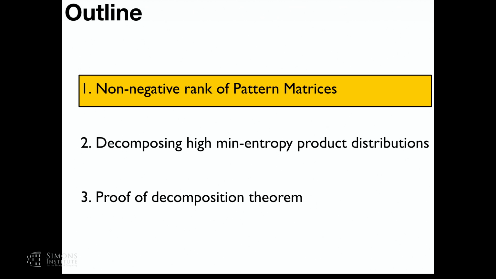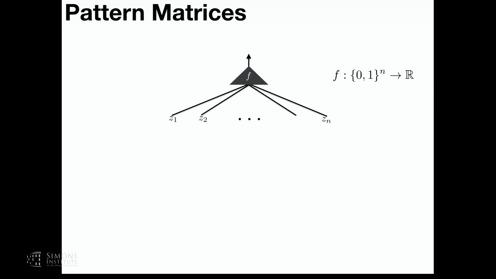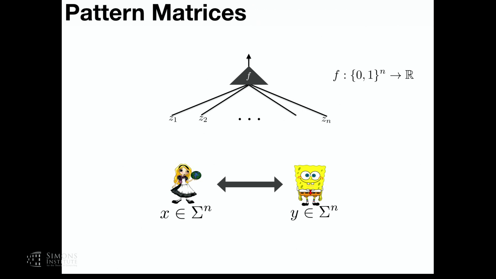Okay? So let's start with non-negative rank of pattern matrices. So pattern matrices are special kinds of matrices which you build out of functions. So I start with a function on the hypercube, which takes n bits and outputs a real number. And from this, I'm going to build a matrix. And pattern matrices are the things that Meka called lifted functions. Okay? So the columns are going to be indexed by x, and the rows are going to be indexed by y. Think of x being Alice's input and y as being Bob or column player's input.